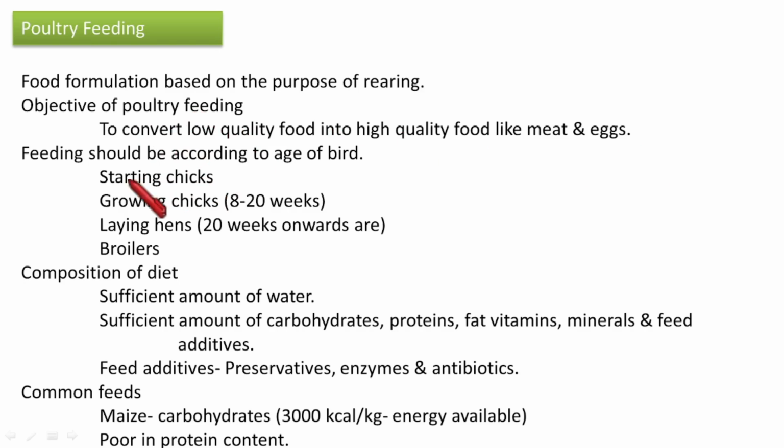The amount of food that we are giving should be according to the age of the bird. The amount needed varies for starting chicks, growing chicks, laying hens, and broilers. And what should be the composition of the diet? Sufficient water, enough carbohydrates, proteins, fats, vitamins, and minerals.